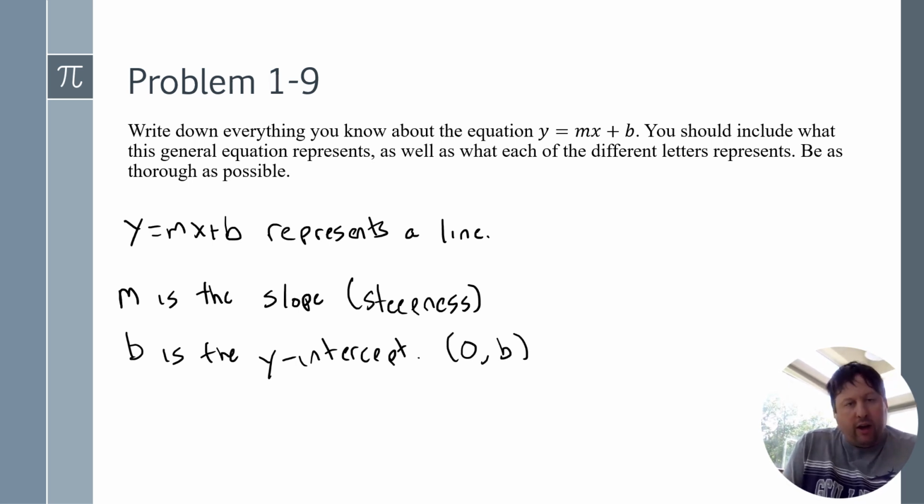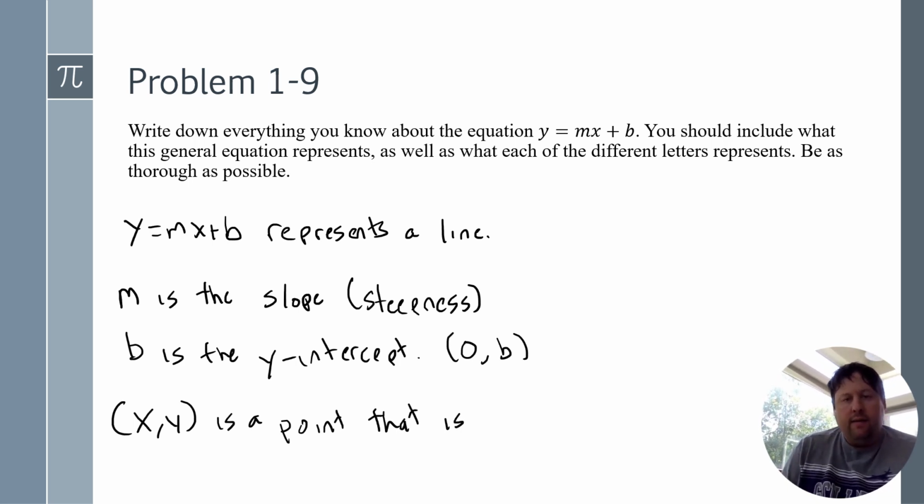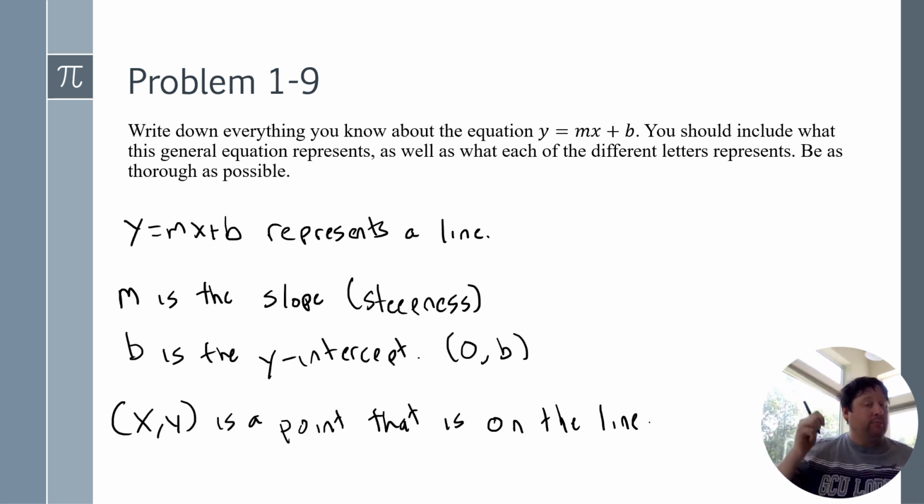And we have two other letters, x and y. When you take x and y and make them a point, (x, y) is a point that is on the line. So again, if you plug x and y in with the specific m and the specific b, not only should those values make the equation true, satisfy the equation, but if you were to graph the function, the point should be something the line passes through.